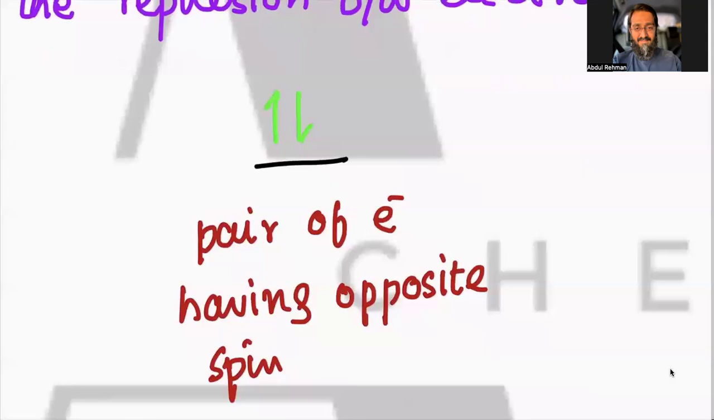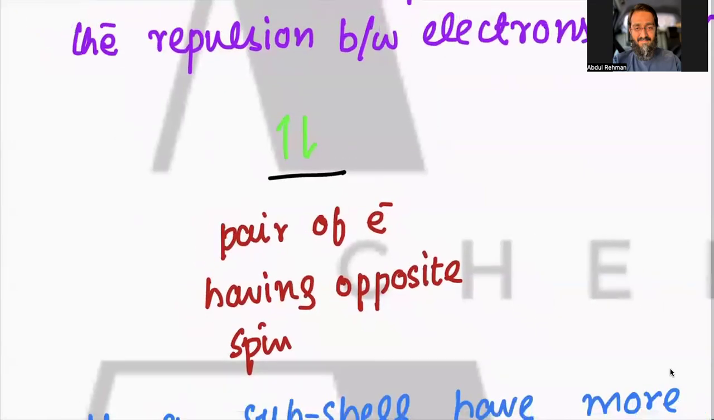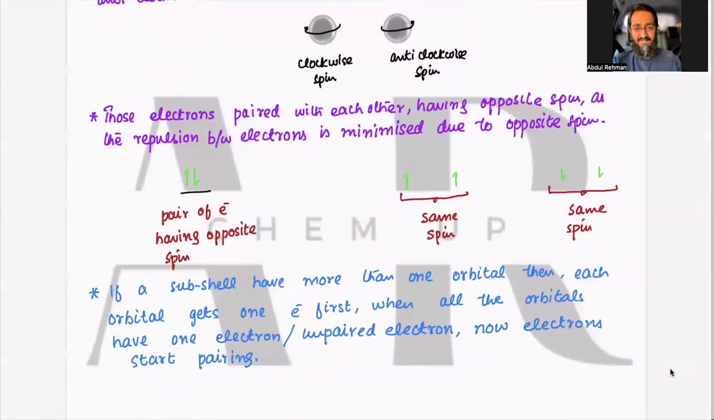So that's why whenever we make the pair, one electron has an upward arrow and the other electron has a downward arrow. And if there are two electrons having the same direction arrow, it means they both have the same spin. So if they want to be a pair, one of the electrons would change its spin, and then they would get paired up. Is this clear?